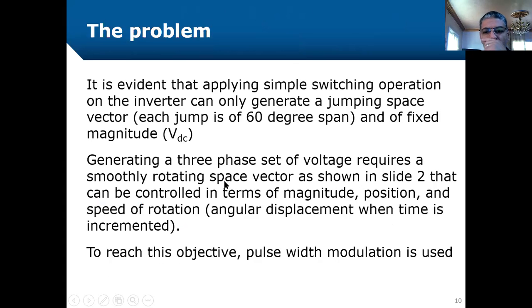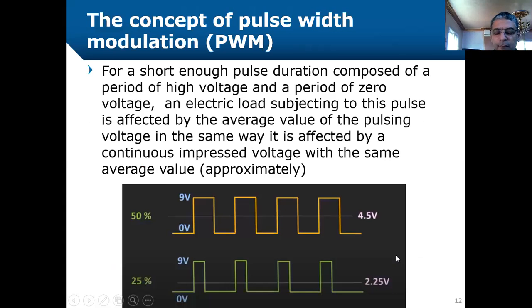So what we need now, it is evident that applying simple switching operation on the inverter can only generate a jumping space vector. Each jump is of 60-degree span and of fixed magnitude VDC. But generating a three-phase set of voltages requires a smoothly rotating space vector, as shown in slide 2, that can be controlled in terms of magnitude, position, and speed of rotation, angular displacement when time is incremented. To reach this objective, pulse width modulation is used.